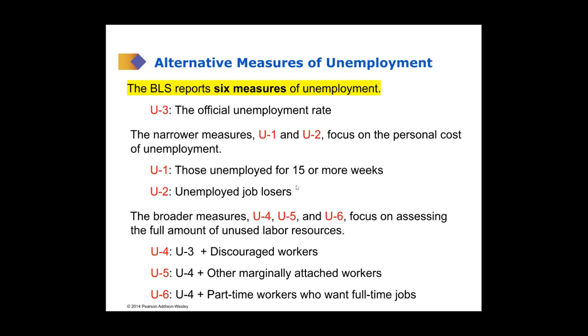And then the second one is unemployed job losers, somebody who was just recently working and then lost a job, like if a big company lays off 100,000 people. That's what U2 is trying to capture. So we have two narrower measures, but then we have broader measures that try to scoop up some of those people who want to work but aren't counted in U3, like discouraged workers or other marginally attached workers and part-time workers, and that would be U4, 5, and 6.